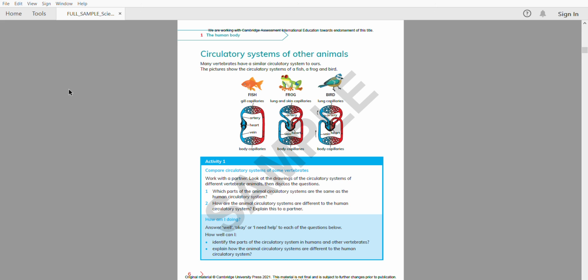So in what factors or in what sense are they similar or different? For example, fish and frog. Both of them are similar because both of them have the same components of the circulatory system, such as the capillary, the artery, heart, and vein.